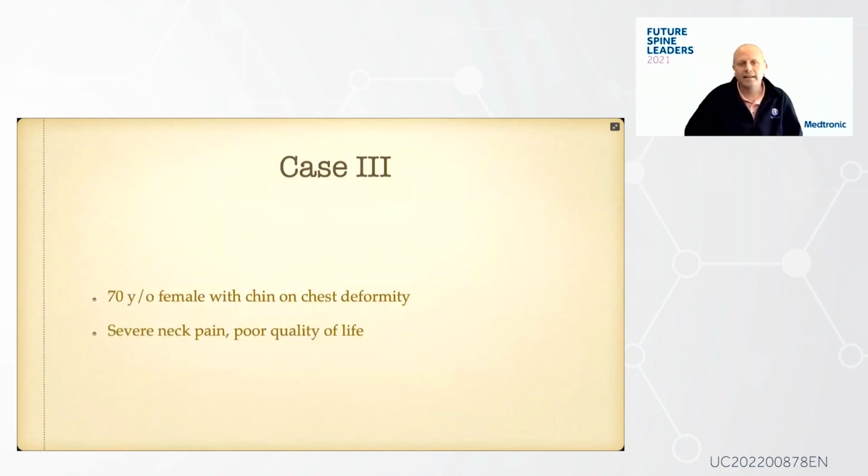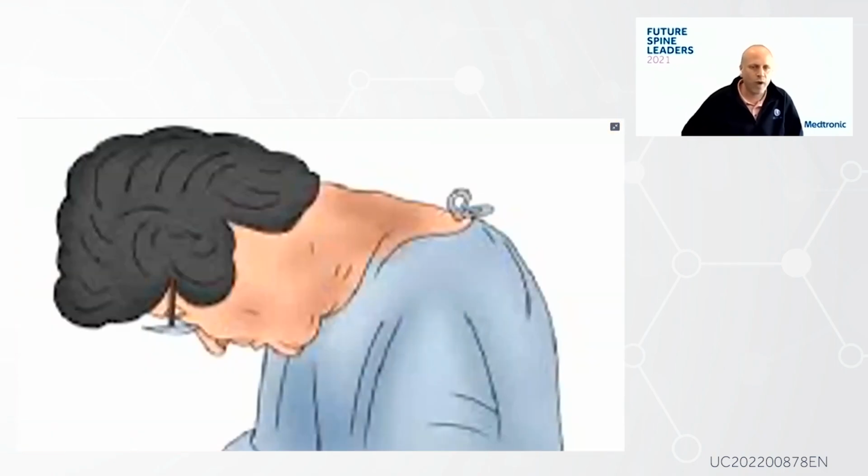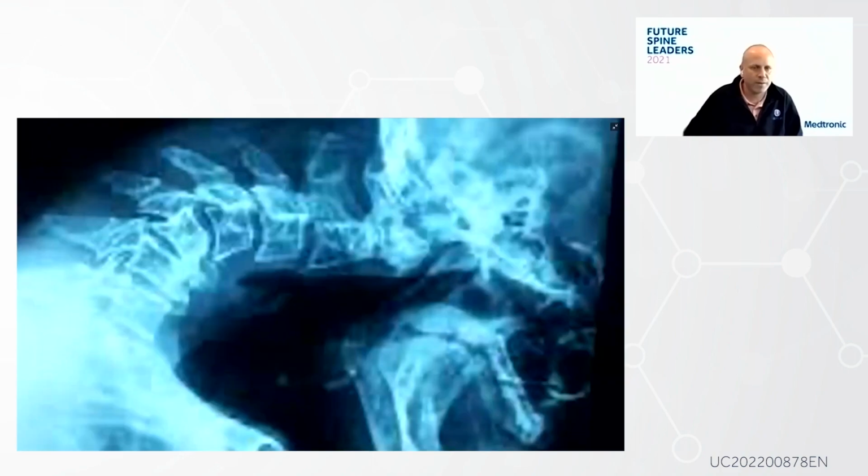The last case for intraoperative complications is a 70-year-old female with chin-on-chest deformity, severe neck pain, poor quality of life, inability to ambulate, really going downhill. And I think we would all agree this patient needs to have surgery. This is a representative image of what the deformity looked like. And again, these are representative x-rays of how bad the deformity was.